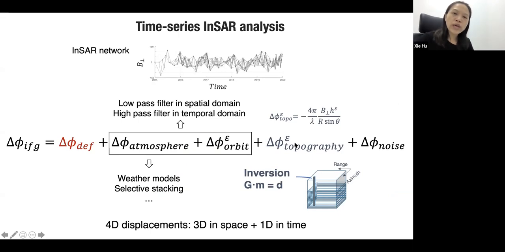As long as we have multiple acquisitions, we can generate a network of InSAR pairs. Here each dot means an acquisition, and each connecting line means one InSAR pair. With multiple InSAR pairs, we can further apply spatial and temporal filters, introduce weather models, and develop algorithms to separate out those signals. In essence, time series InSAR analysis is a least squares solution. Eventually, we can obtain the four-dimensional displacement with 3D in space and 1D in time.